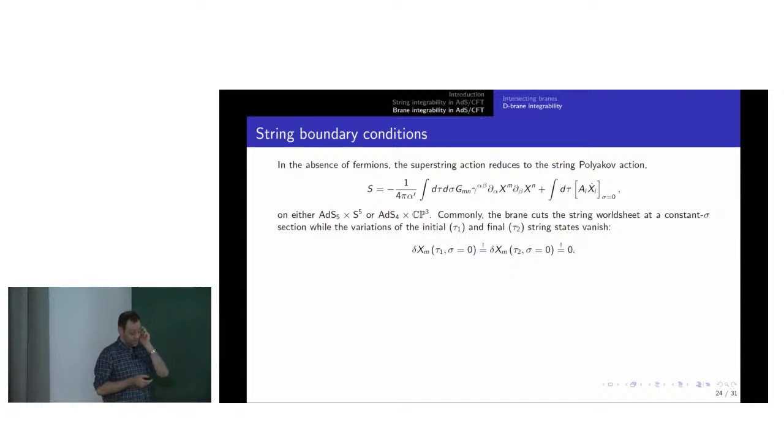But I first have to remove the fermions. So I only consider bosonic strings. And the action, of course, the string sigma model on either AdS5 cross S5 or AdS4 cross CP3, in the absence of fermions reduces to the Polyakov action. And here we also have a flux on the boundary, which couples to the string action by means of this boundary term. So one can vary this action.